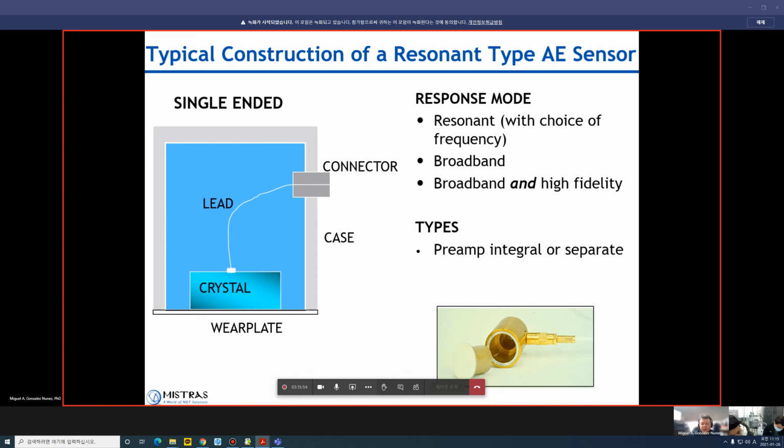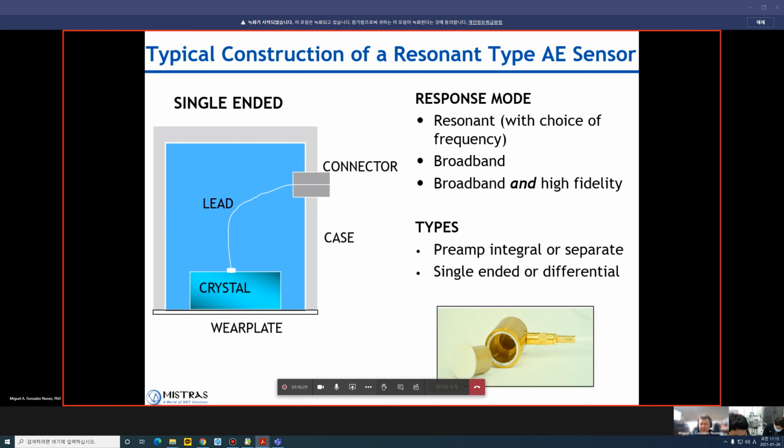And then we have sensors with integrated preamplifiers. The ones that you have don't have internal preamps. We have some sensors that have a small board with the preamplifier inside the casing of the sensor. And there are some others, like the one I showed in the picture, that use a separate preamplifier.